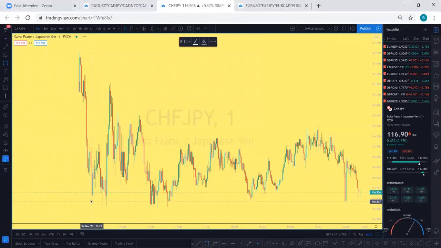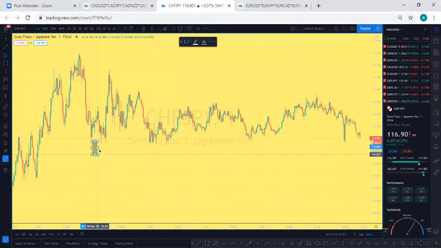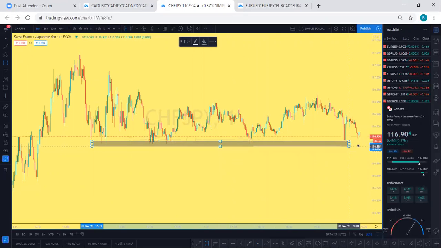I like drawing my support with a rectangle so that I can capture the wicks. So in this case, you can say this is a support level here. You can even pull it. I like using this to draw. So if I'm doing my analysis, this is what you will see on my chart.